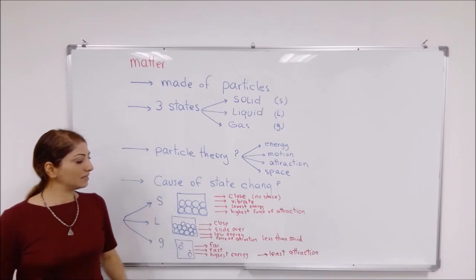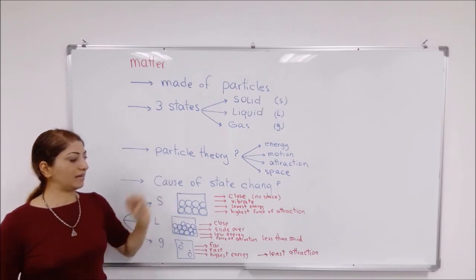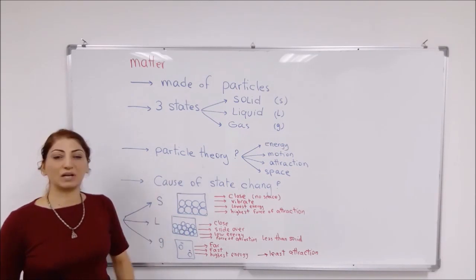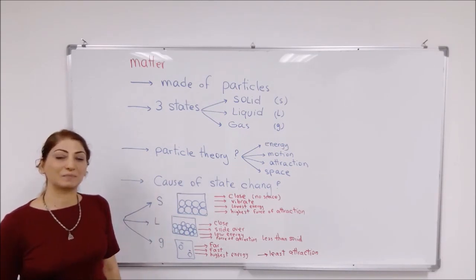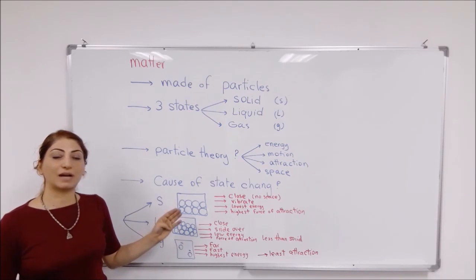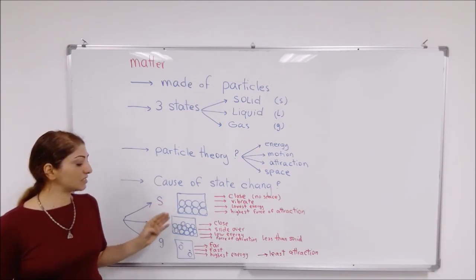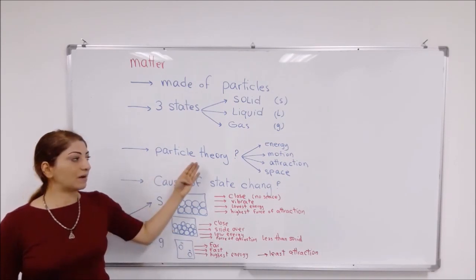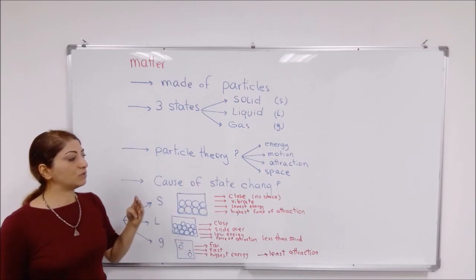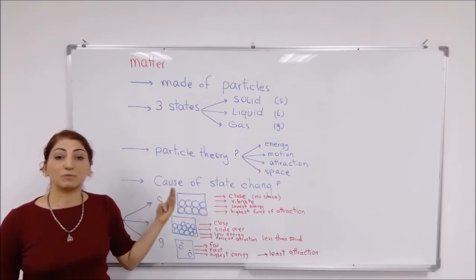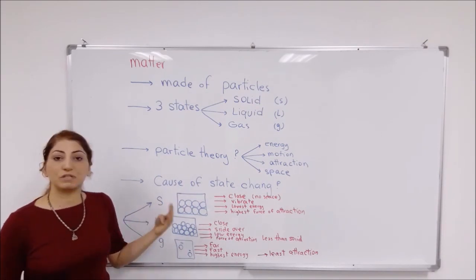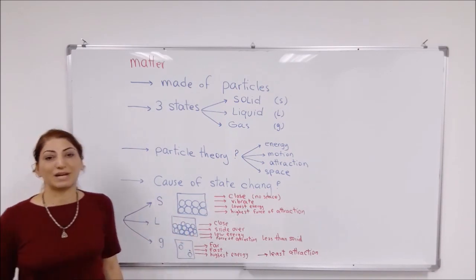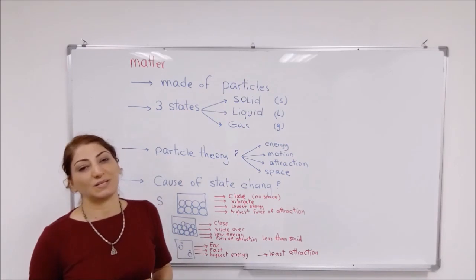So this is how we can explain the different states of matter based on particle theory. When you are asked to explain each of the states based on the particle theory, you have to talk about the amount of energy that the particles have. You talk about the arrangement of the particles and the space between them, how fast or slow they move, and also the force of attraction that exists between the particles.